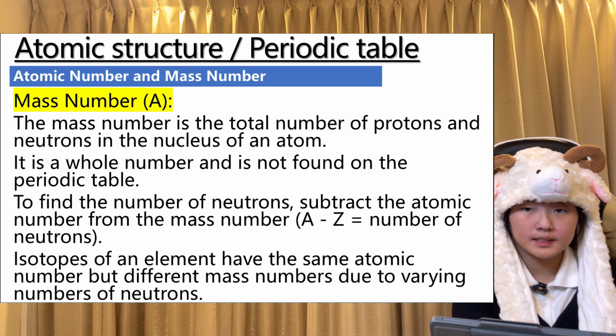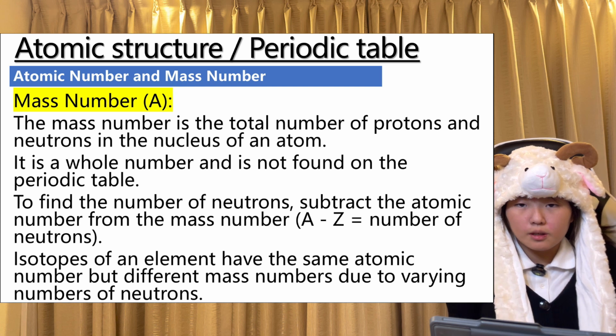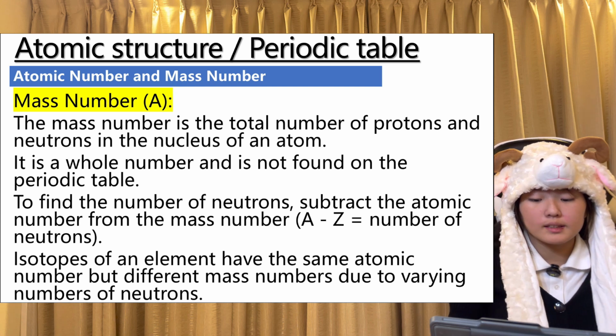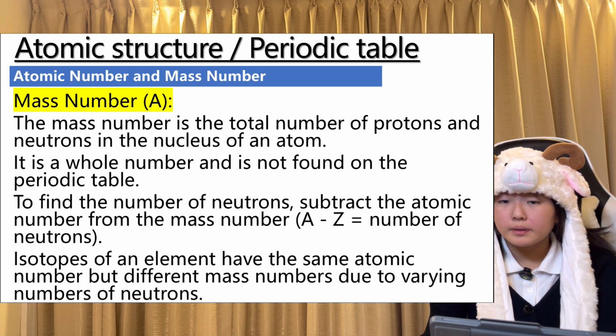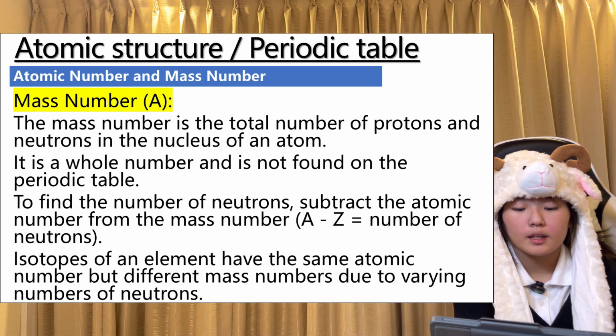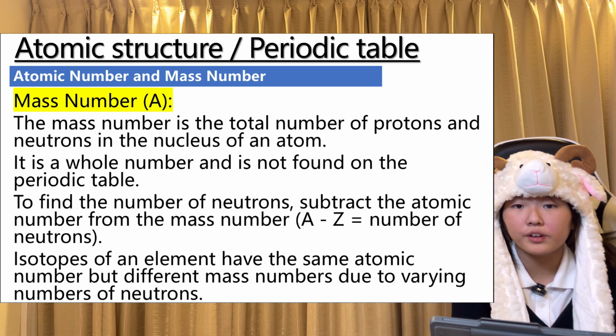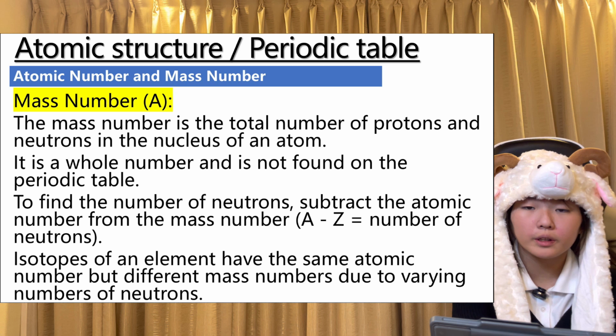Isotopes of an element have the same atomic number, but different mass numbers because of the varying numbers of neutrons. An isotope is an atom of the same element that has the same number of protons, but a different number of neutrons. They have the same atomic number, but different mass numbers. And the isotopes of an element have very similar chemical properties, but could have different physical properties. I will give you a few examples.